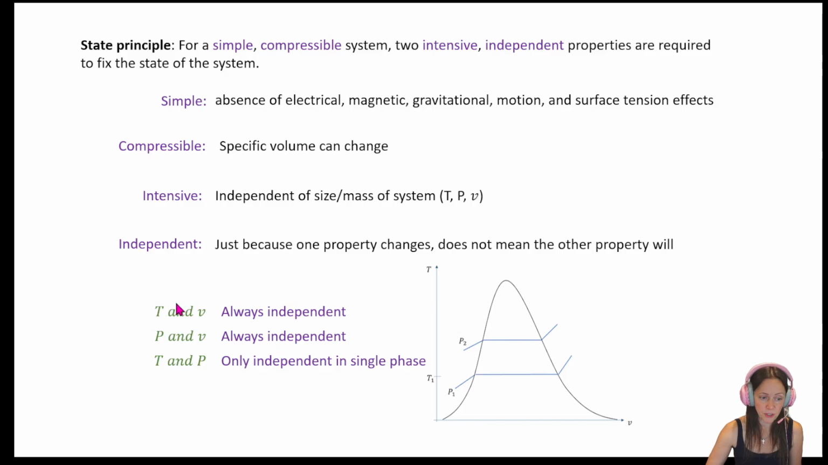So temperature and specific volume, always independent. Pressure and specific volume, always independent, always enough to fix your state. But temperature and pressure, only if you're all liquid or all vapor, so in a single phase. All right, so that's all we got. The next thing we're going to do is start looking up properties.